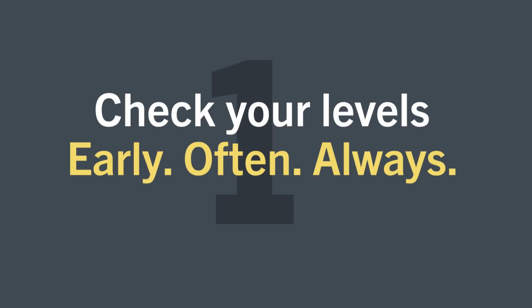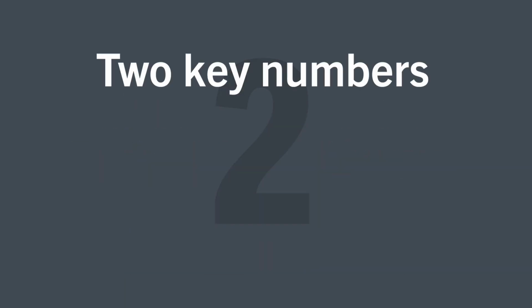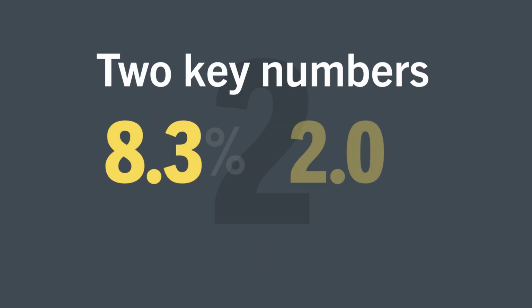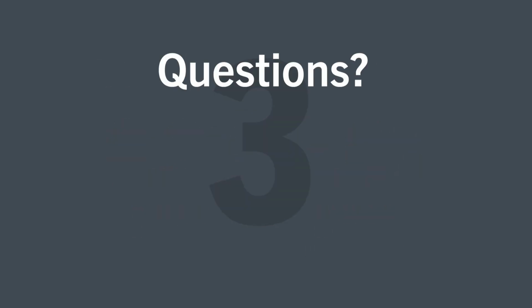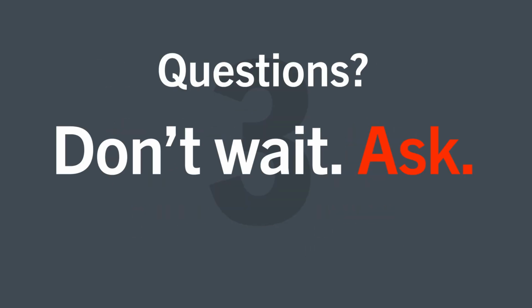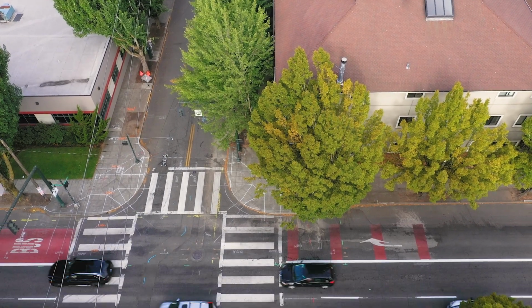So again, check calibrated levels early, often, and always. Memorize 2 numbers, 8.3% and 2.0%. And got a question? Don't wait. Ask. Okay, let's go through a typical build to show you how these work and why they're so important.